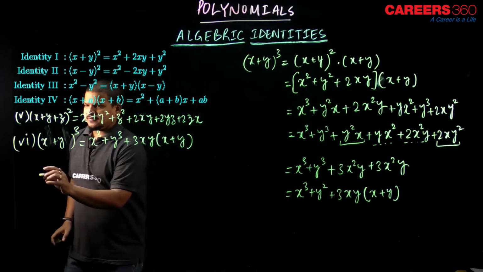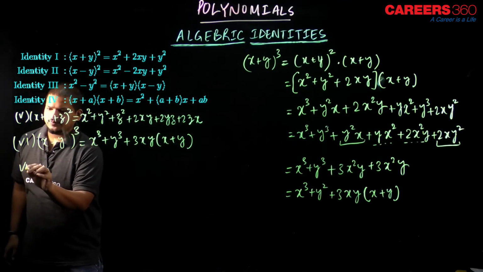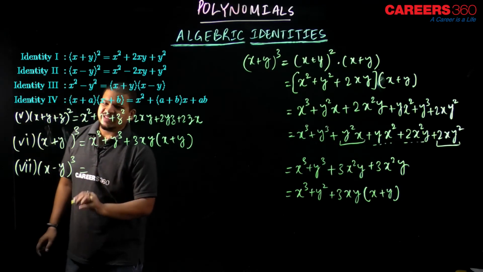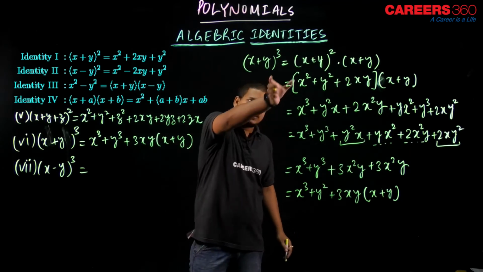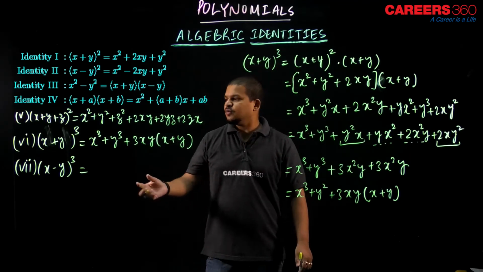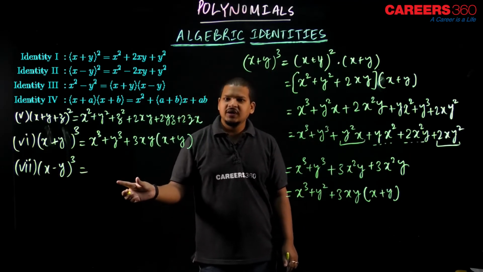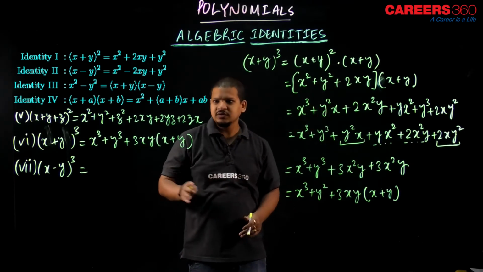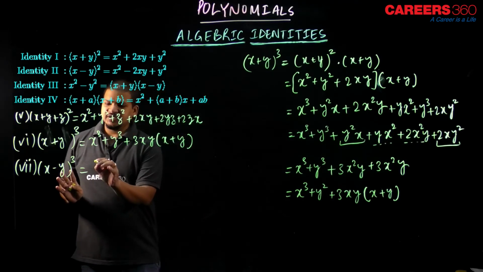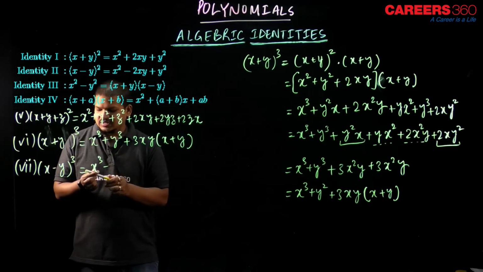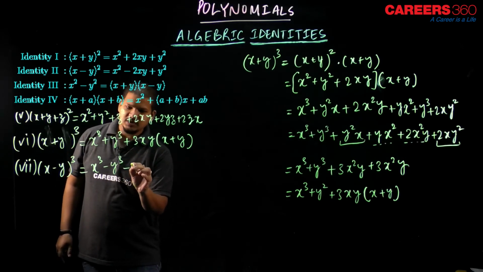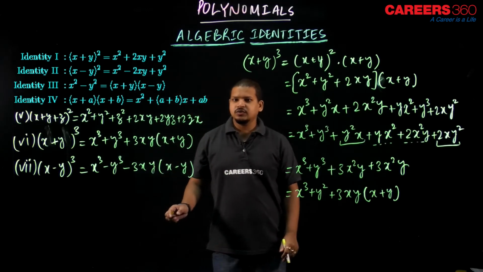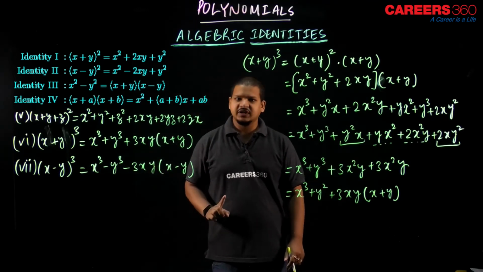Just try to observe, if I want to get (x minus y) whole cube, then can I get a similar identity on a similar pattern? What I had to do is take (x minus y) whole square, and then multiply it by x minus y, and then the same expansion goes on. So I will not be calculating the result, I'll just write the direct answer over here. That will be x minus y. I hope it is clear to you, right? So this will be our seventh identity.